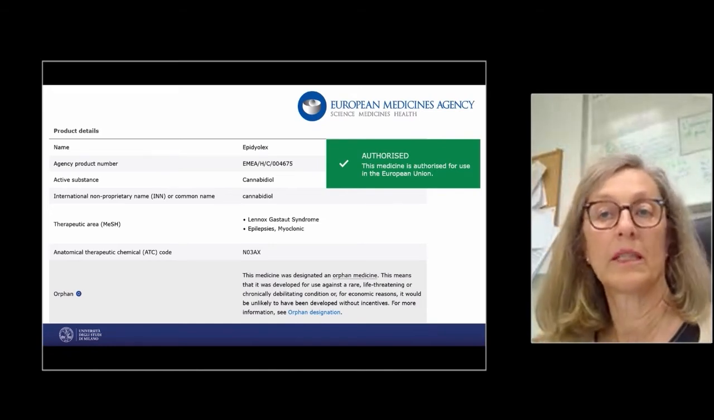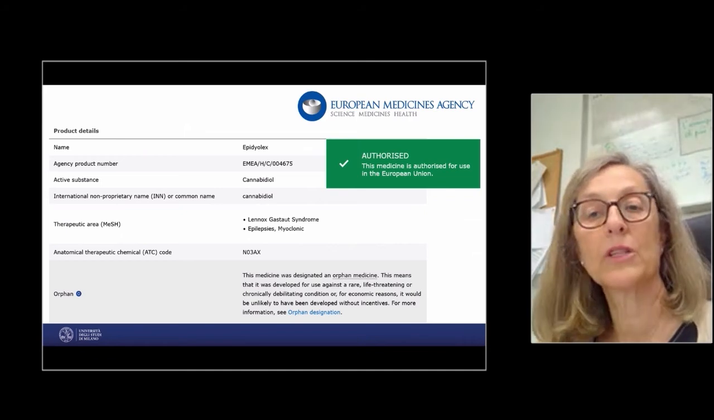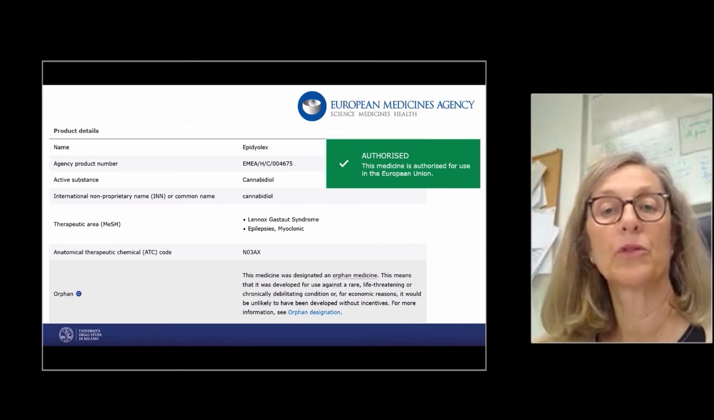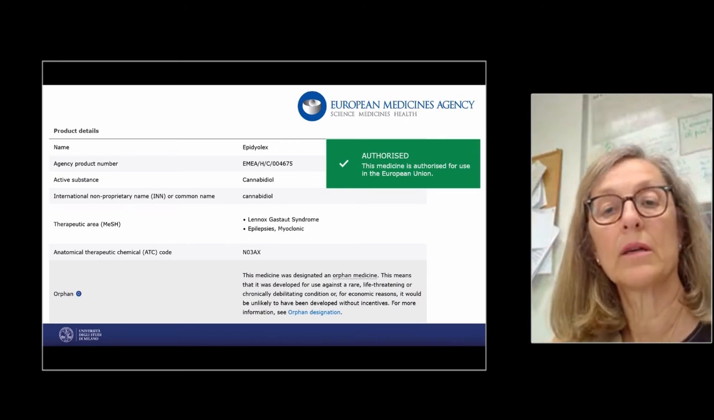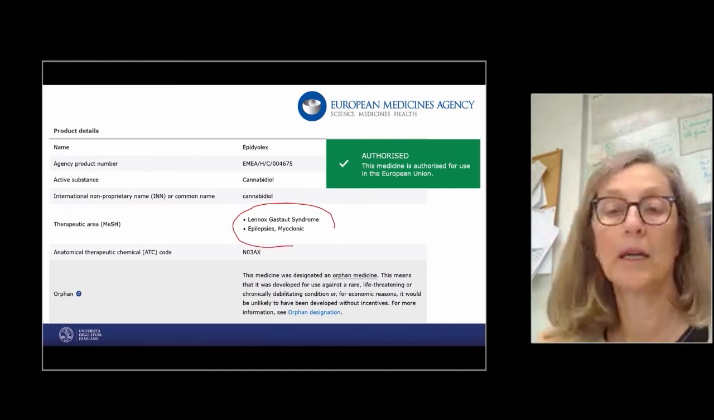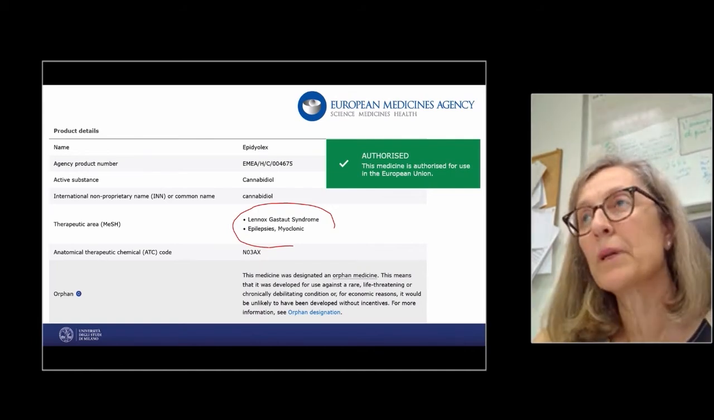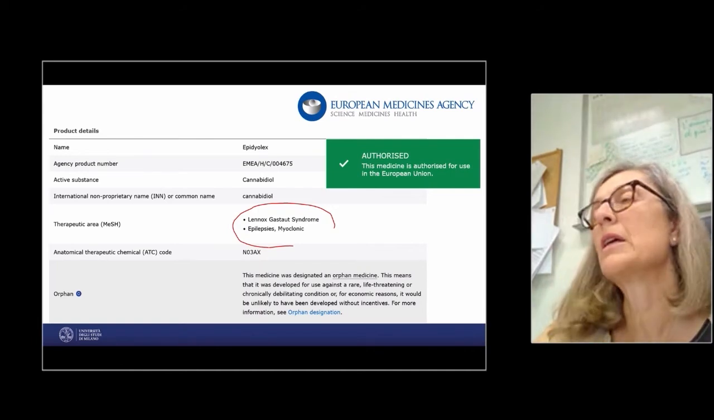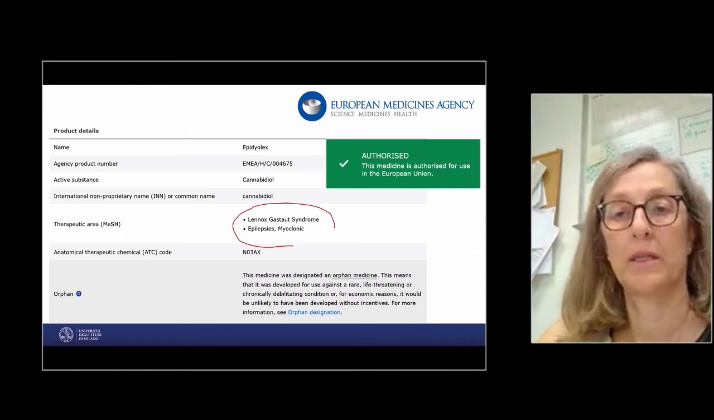This is the detail in the data bank of the European Medicine Agency of that product that I'm speaking about. As you can see, it is related to Lennox-Gastaut syndrome, a syndrome related to epilepsy and to other types of epilepsy in any case. So it's a very particular, very rare disease.